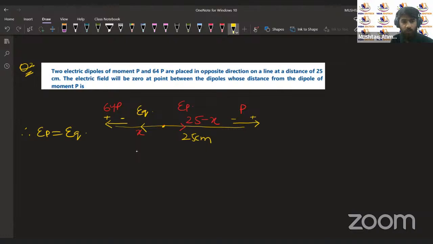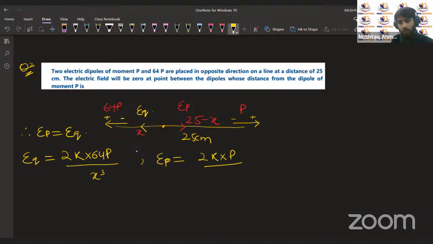So EQ will be 2K times the dipole moment 64P upon x cube, right? And EP will be equal to 2K times P upon (25 minus x) whole cube, right?